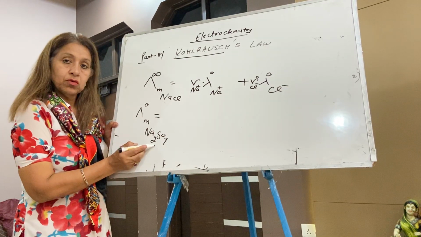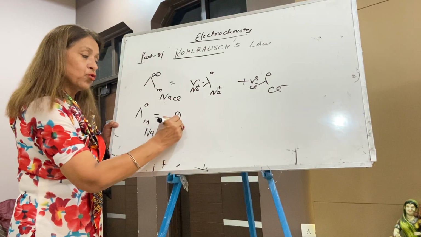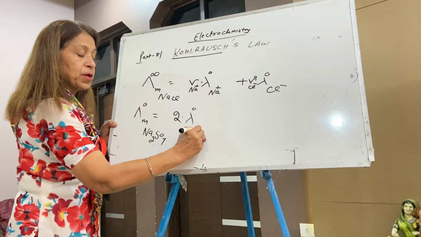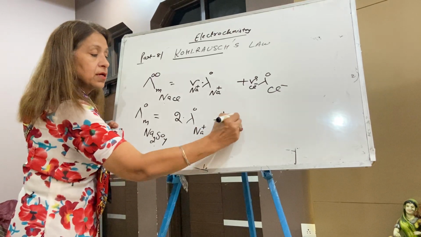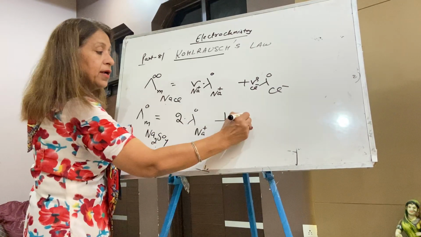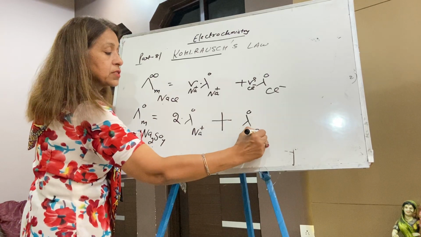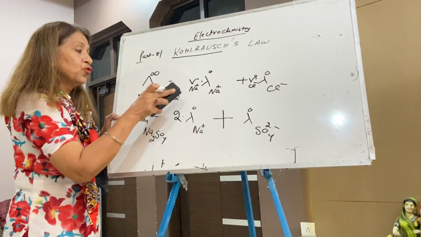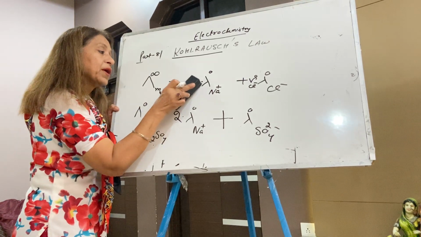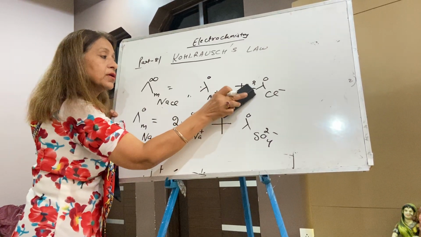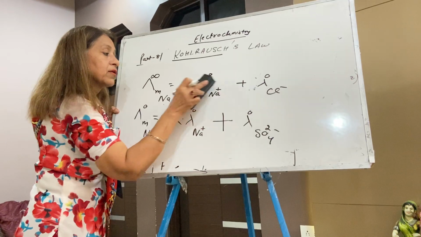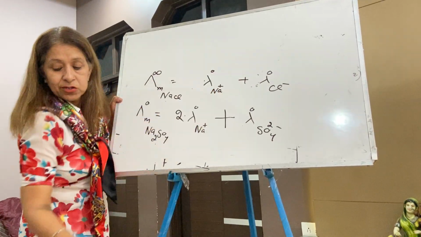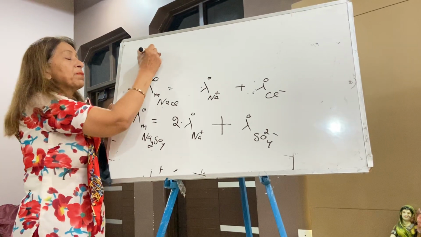Because it is Na2SO4, you will write 2 into lambda naught of sodium ion plus sulfate is 1 times lambda naught of sulfate ion. Okay? So this is the way. Here you will not write nu because it's 1 each. You will not mention it here. Just write this answer. I'm writing 1 more, 2 more, so that it becomes very simple for you.